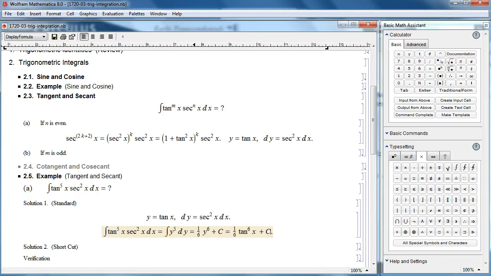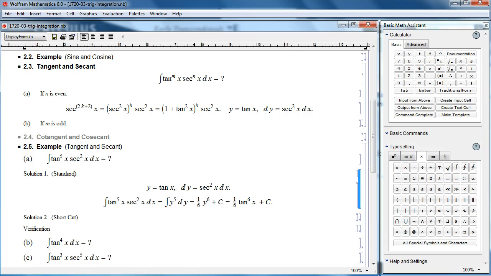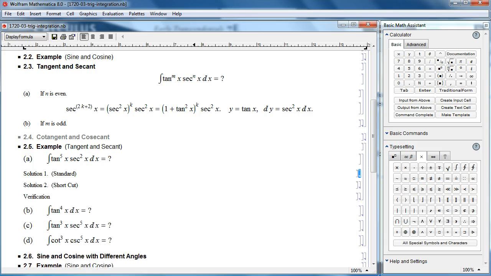Here we go. And here's a shortcut method if you want to bypass the y substitution and recognize that secant squared dx is directly the derivative, or differential, of the tangent function. We can do it like that. I prefer the shortcut, but if you're not comfortable with it, you can just use the standard method. Well, this may have been a bit too simple, so okay, let me create another problem here.